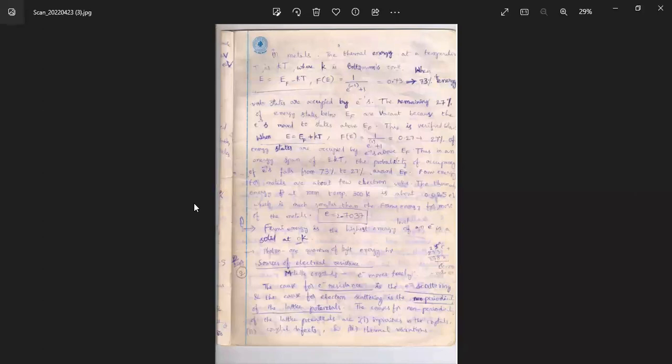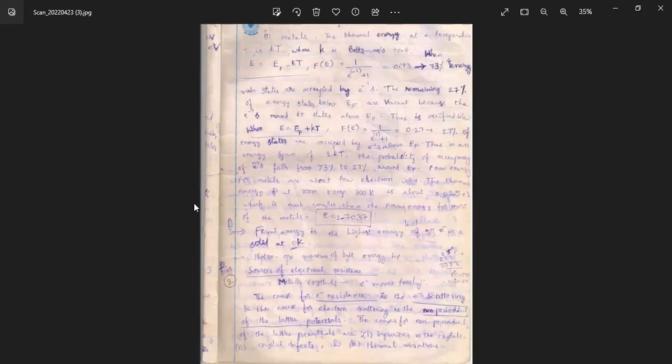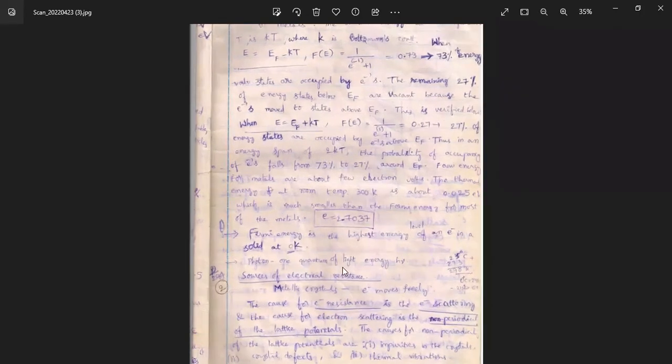What are the main sources of electrical resistance? We see in metallic crystals, electrons move freely. That we all know. The cause for electrical resistance is the scattering of electrons, and the cause for the electron scattering is the non-periodicity of the lattice potentials. Why, actually, at different points of the lattice does the electron experience different potentials when it is flowing through the positive ion cores of the material?